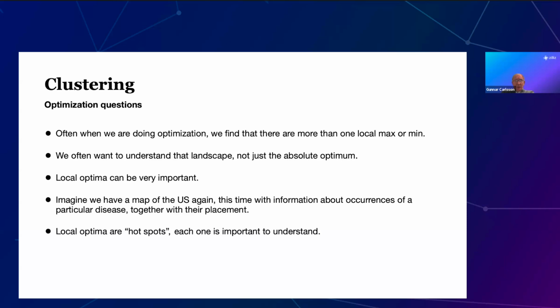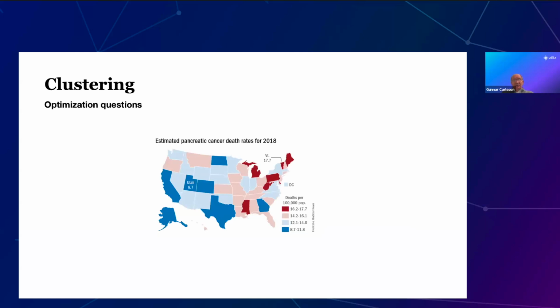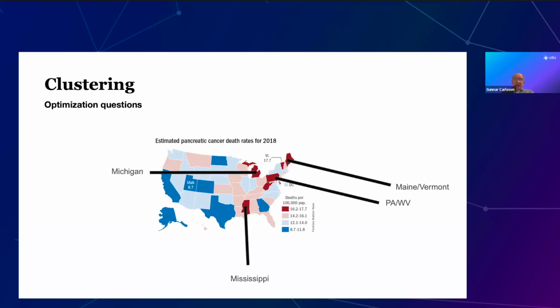So in this case, we're going to show you a map of the US again, this time with occurrences of death from pancreatic cancer together with their placement, the local optima or hotspots. Here is the map of the US, and the states are colored by death rate per 100,000 population from pancreatic cancer. You can see there's a spread, but there are several red groupings in the eastern part of the country. There's Maine, Vermont, Michigan, Pennsylvania, West Virginia, and Mississippi.